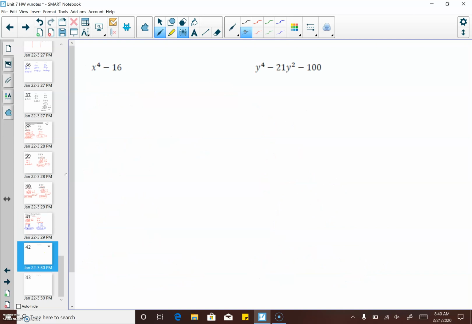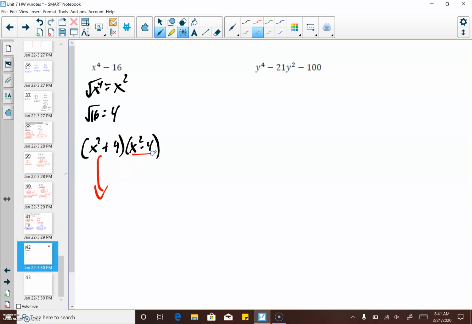x to the fourth minus 16, same thing. We'll square root. Square root of x to the fourth is x squared. Square root of 16 is 4. And again, we're always looking for GCF first. There just hasn't been one so far. So we get x squared plus 4, x squared minus 4. And just like we had before, bring it down, factor. So the x squared plus 4 comes down. Square root of x squared is x. Square root of 4 is 2. And we get x plus 2, x minus 2.